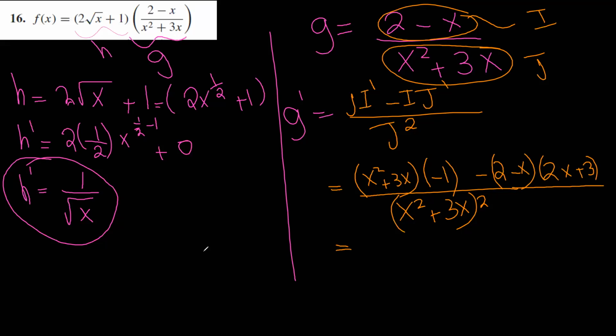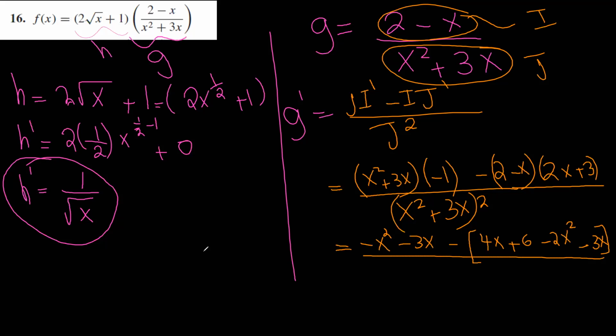Then negative 1 times x squared, it is negative x squared. Negative 1 times 3x, it's negative 3x. Let's first multiply them. 2 times 2x is 4x, and 2 times 3 is 6. Negative x times 2x is negative x squared, and negative x times 3 is negative 3x. Then, don't forget, it's over x squared plus 3x squared.